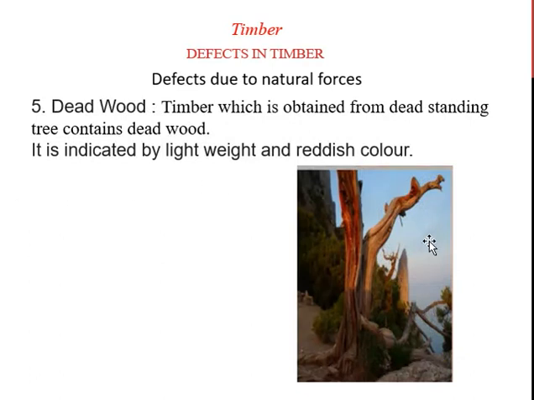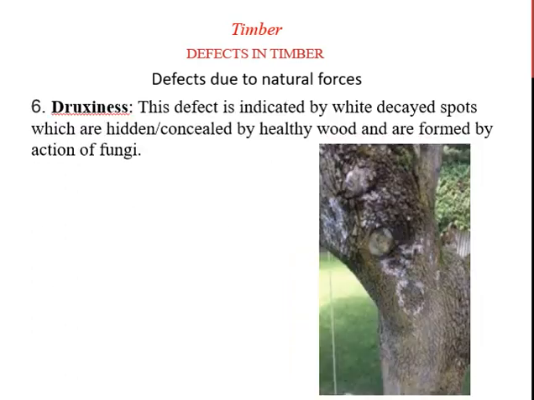From here you can see that when a plant or timber loses its life, it becomes dead, because it also has a certain life span. When that life span is over, it becomes dead. Such a defect is known as deadwood, and it is indicated by lightweight and reddish color. The next type of defect is known as drunkenness.